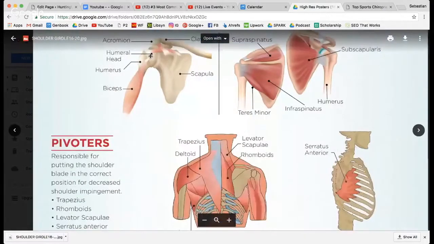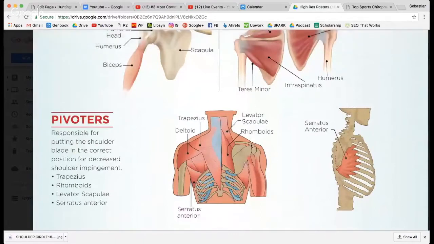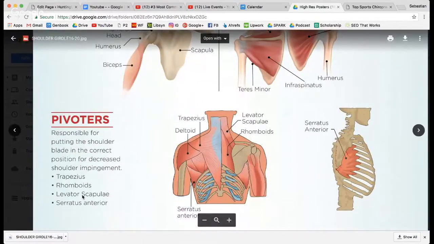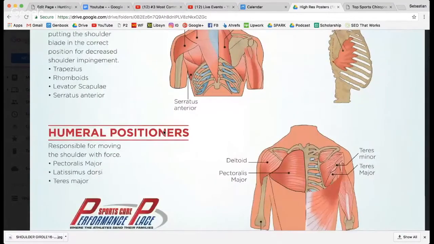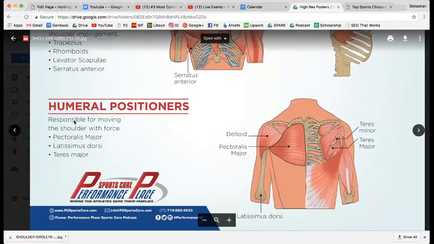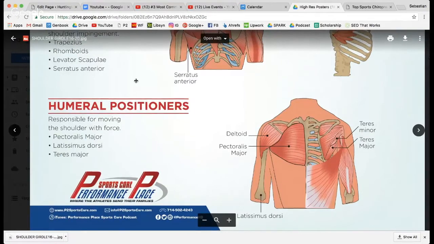Then it has pivoters, and this is talking about shoulder blade pivoters, which are more in this region, such as the trap, the rhomboids, the levator scapula, and the serratus anterior. And then we have humeral positioners. This is what moves your humeral head and the shaft of your humerus through space. So we have the pec major, the lat dorsi, the teres major, and the delt should be on here as well, but it's not. These are all the major movers of the shoulder.